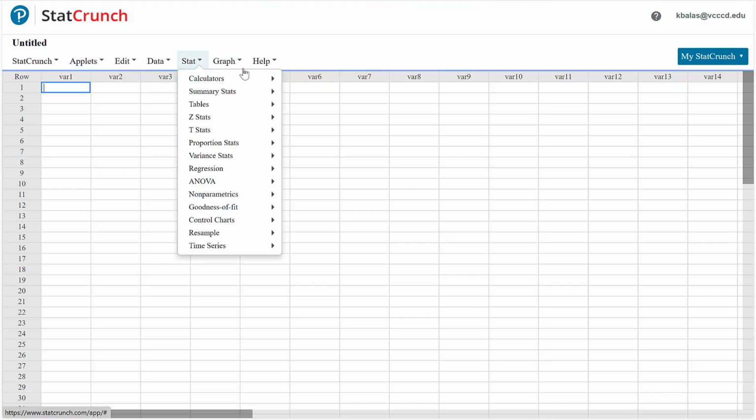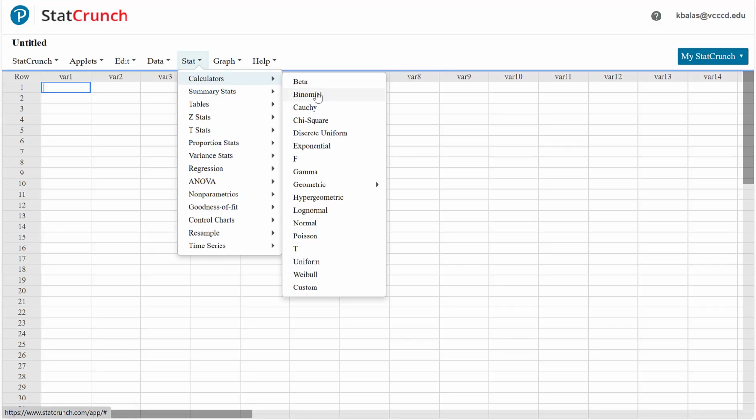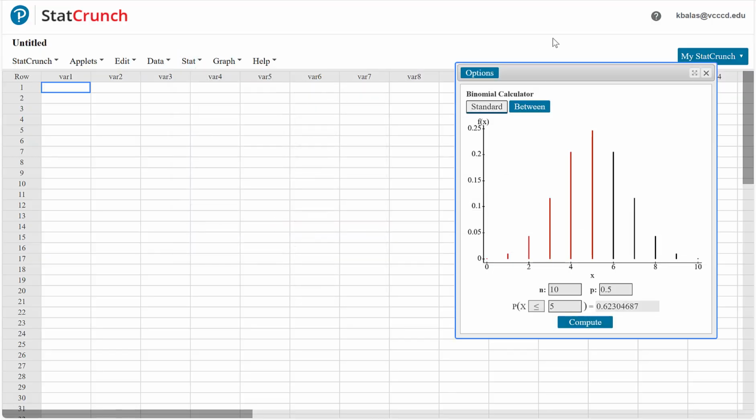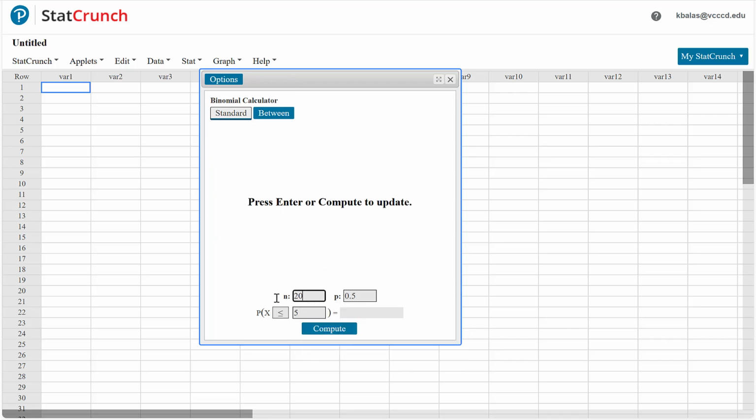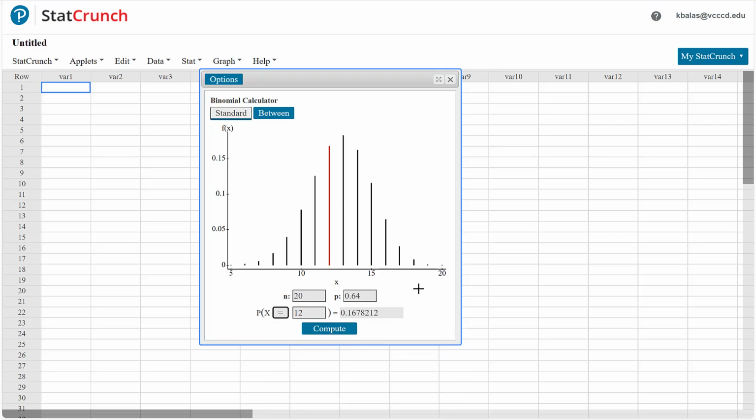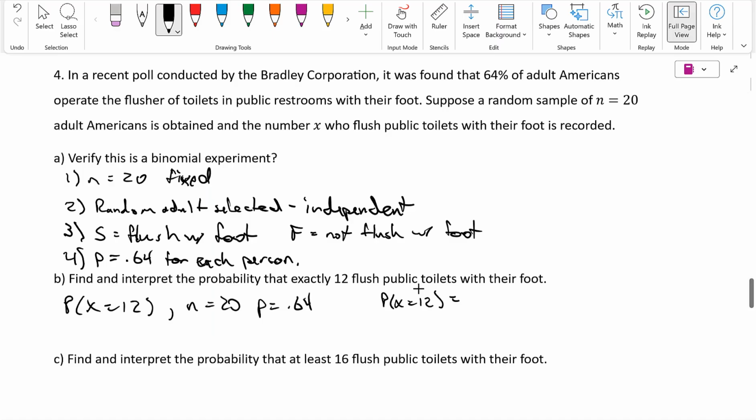We want to go to Stat, Calculators, and Binomial to do our binomial probabilities. And then we can sub in whatever we have on our calculator. Our sample size n was 20. Our probability of success is 0.64. Our x is 12, and we want it to be exactly equal to 12. And then we can compute. We get 0.1678.